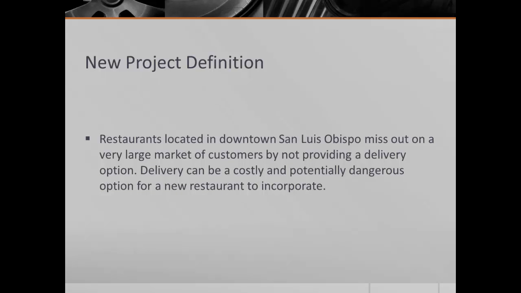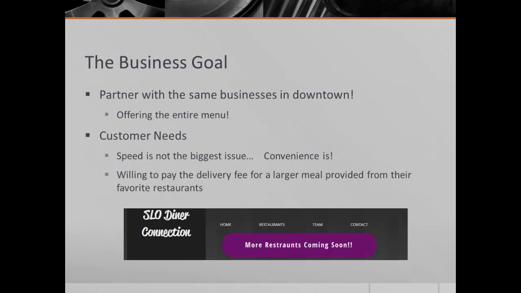The new project definition is as follows. Restaurants located in downtown San Luis Obispo miss out on a very large market of customers by not providing a delivery option. Delivery can be a costly and potentially dangerous option for a new restaurant to incorporate. The goal of this business is to be the delivery service for those restaurants that do not have a delivery option already available. More specifically, restaurants located in the downtown area.